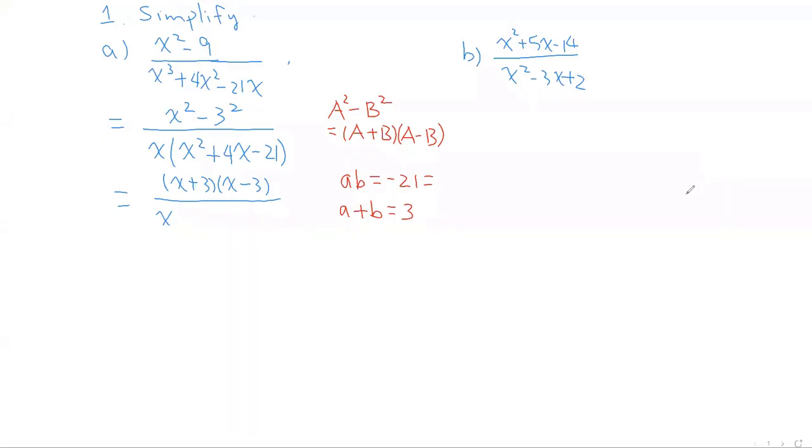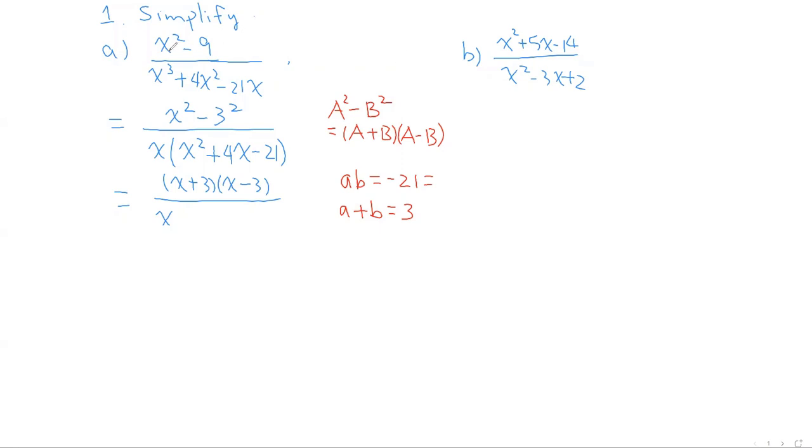Hello, everyone. Here in this section, we will learn how to simplify, multiply, and divide rational expressions. In all these problems, we need to factor the numerators and denominators. Here, our first example is x squared minus 9 all over x cubed plus 4x squared minus 21x.